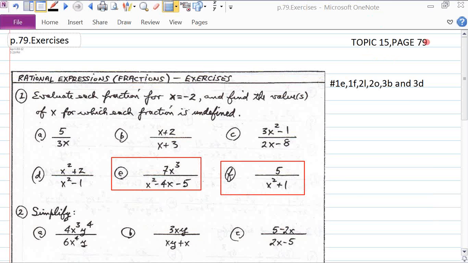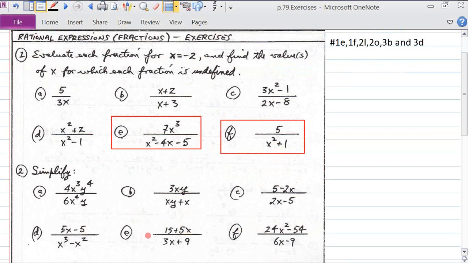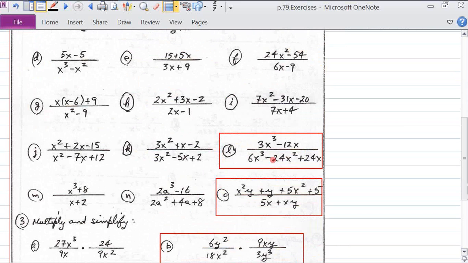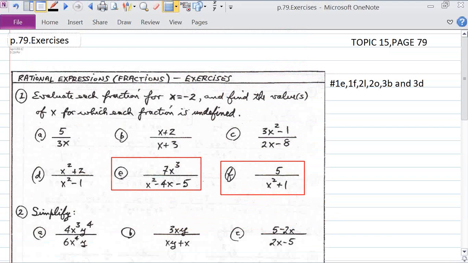We're on page 79, topic 15, and the exercises that we're going to do from here are 1E and 1F. From number 2, we're going to do L and O. So L and O from number 2, and from number 3, we're going to do part B and part D.